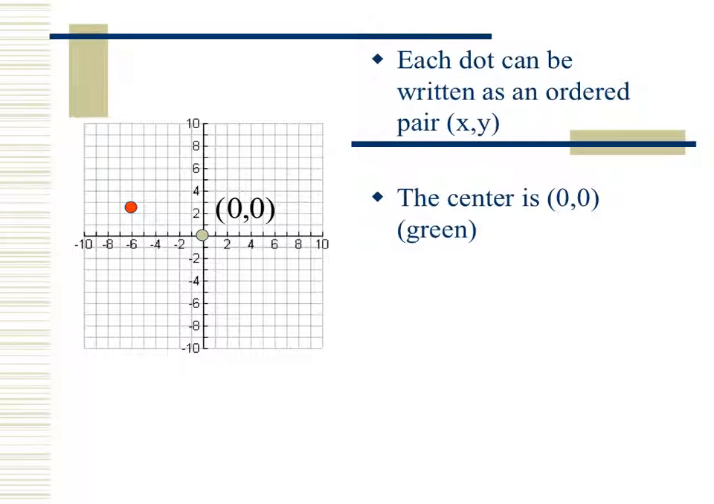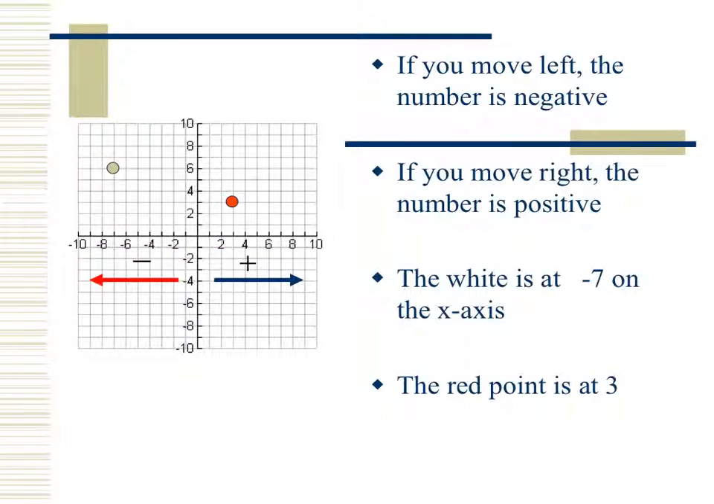Every point, or dot, like we have here, can be written as an ordered pair. The center, which is commonly called the origin, is the point (0, 0) because it's not moving up or down or left or right at all. Along our x-axis here, if you move to the right, that's a positive value. If you move to the left, that's a negative value, just like what we have in our number line.